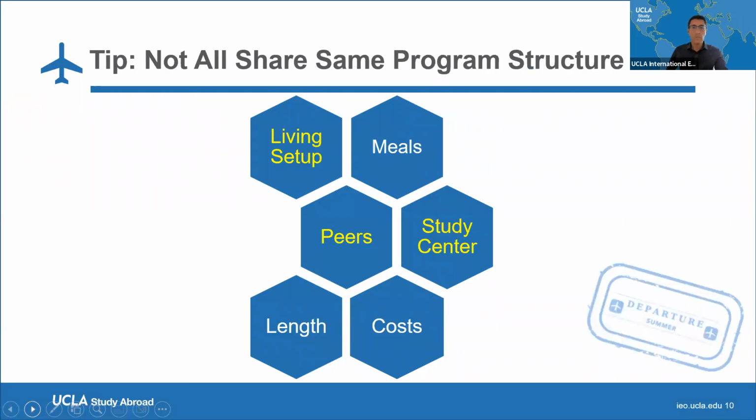Keep in mind that not all programs are the same. Sometimes you will be studying at a UC center, sometimes it's at a local university. The living situation can range from host families to private apartments, and you'll be studying with a combination of either local students, American students. So just keep in mind that they're all very diverse and very unique programs.